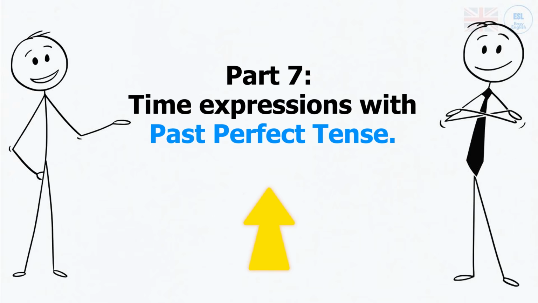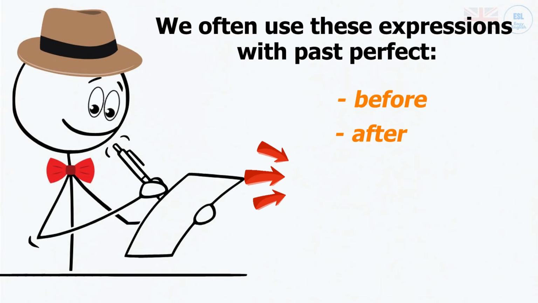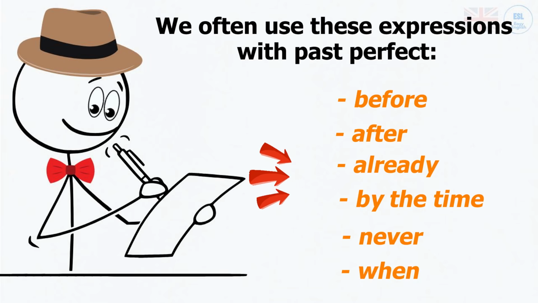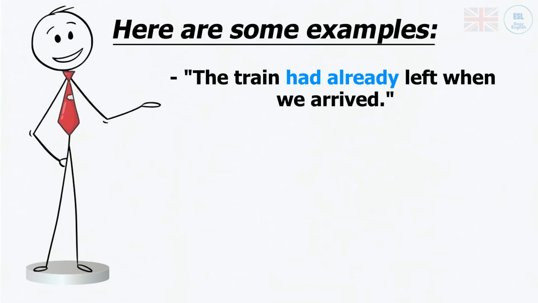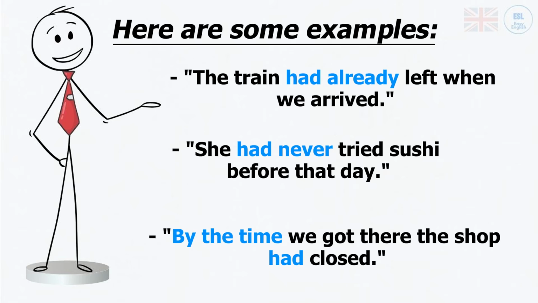Part 7. Time expressions with past perfect tense. We often use these expressions with past perfect. Before, after, already, by the time, never, when. Here are some examples. The train had already left when we arrived. She had never tried sushi before that day. By the time we got there, the shop had closed.